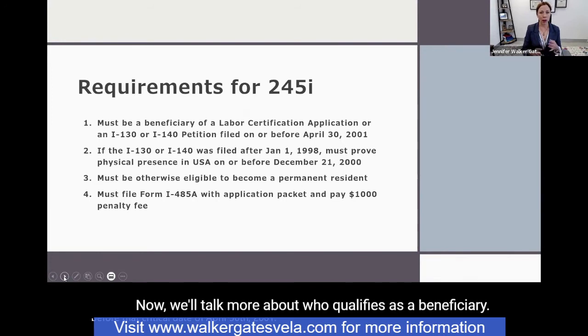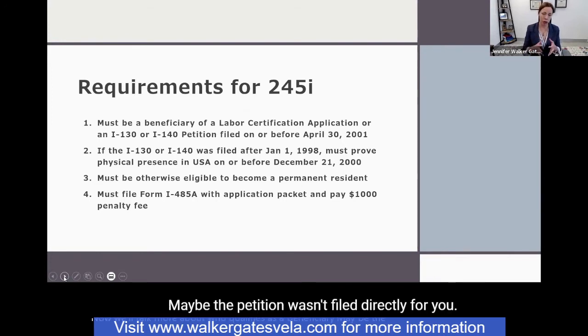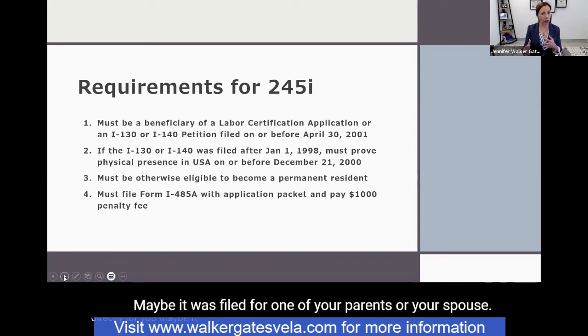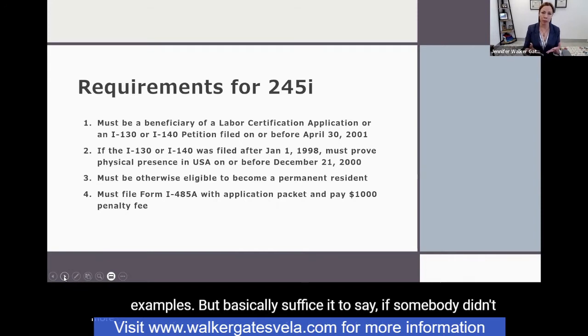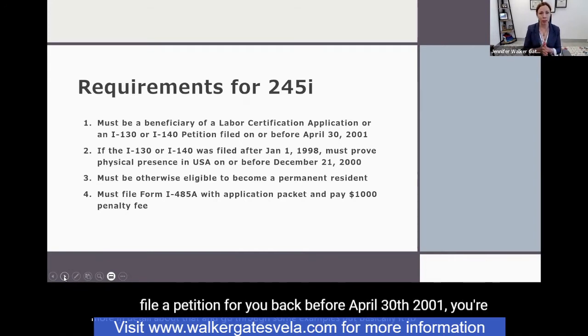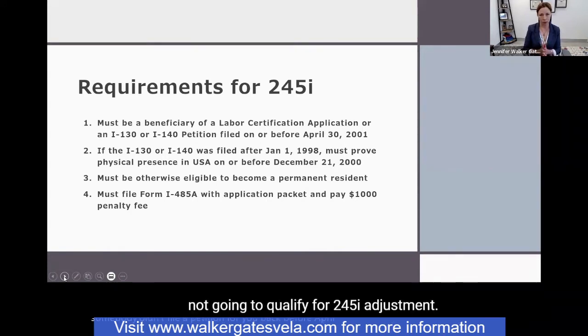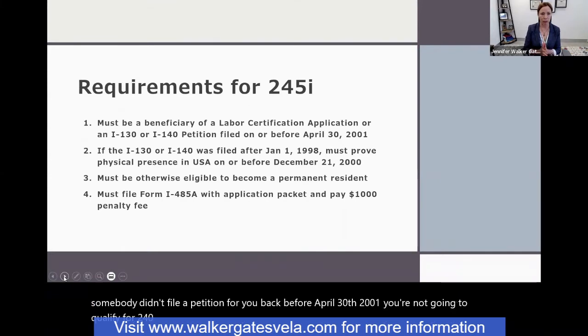Now, we'll talk more about who qualifies as a beneficiary. Maybe the petition wasn't filed directly for you. Maybe it was filed for one of your parents or your spouse. And so we'll talk more in detail about that and go through some examples. But basically, suffice it to say, if somebody didn't file a petition for you before April 30th, 2001, you're not going to qualify for 245I adjustment.